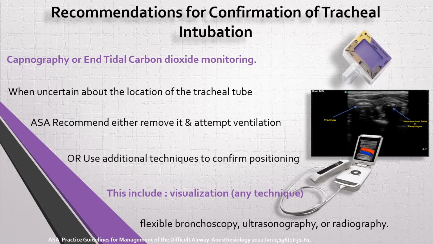Also, we can confirm positioning by visualization of the endotracheal tube entering between the two vocal cords, or as I recommend, any technique for visualization. Either use flexible bronchoscopy, ultrasonography, or radiography. Also, auscultation of the axilla to confirm air entry, and auscultate the epigastrium for no air entry. This is a sign of endotracheal intubation.